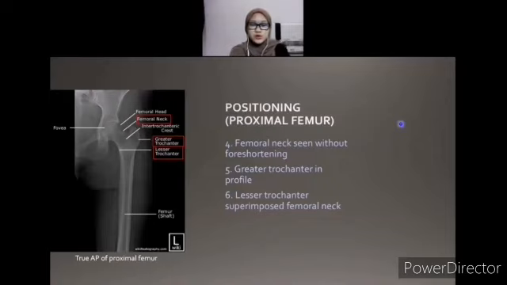So these are the positioning criteria for true AP of the proximal femur. The femoral neck is seen without foreshortening, and the greater trochanter is in profile laterally, and the lesser trochanter is superimposed on the femoral neck.